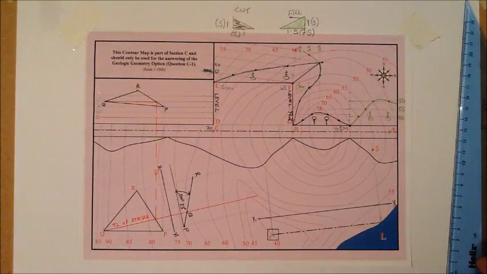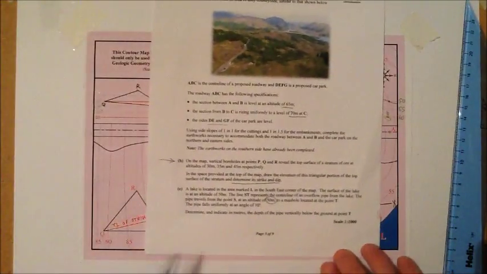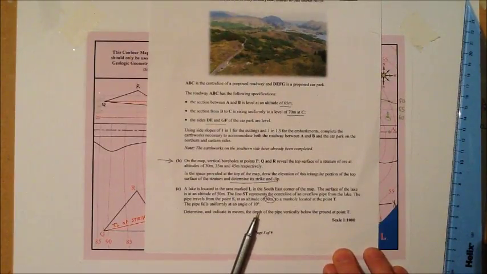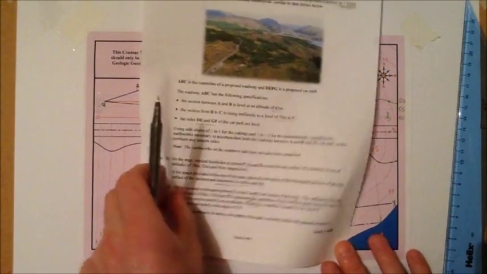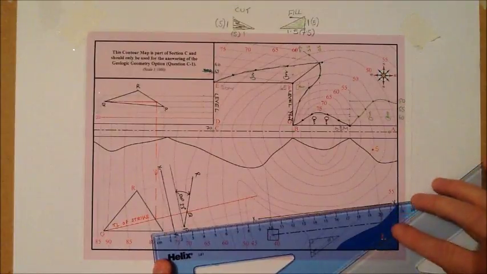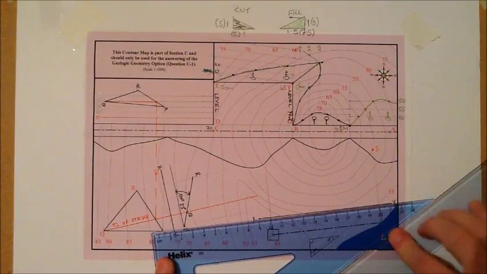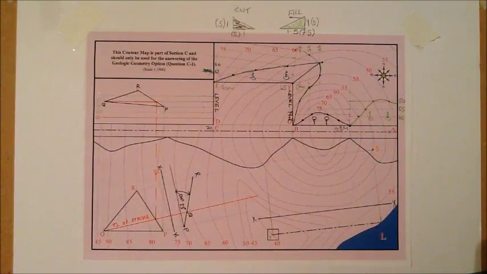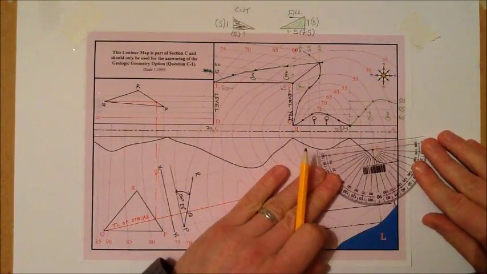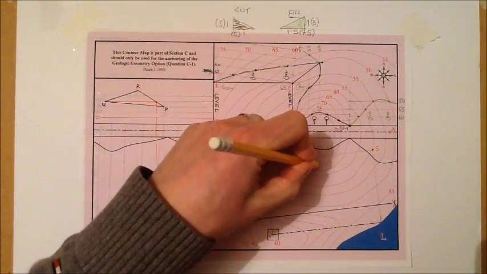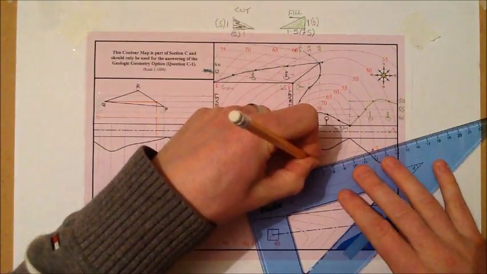Okay, in the question we're told that the pipe falls uniformly at an angle of 10 degrees. So starting from S, I'm just going to draw a horizontal line across from S, and I'm going to get my protractor and set an angle of 10 degrees from that line. This here is our 10 degrees. I'm going to draw that line in here.